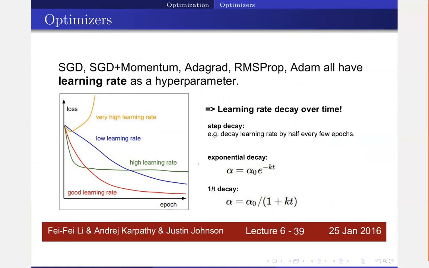Of course, one thing you see for all these approaches is that the learning rate is some hyperparameter. So we need to basically predetermine what the learning rate is. Oftentimes people just randomly pick a number like 0.01 or something like that.